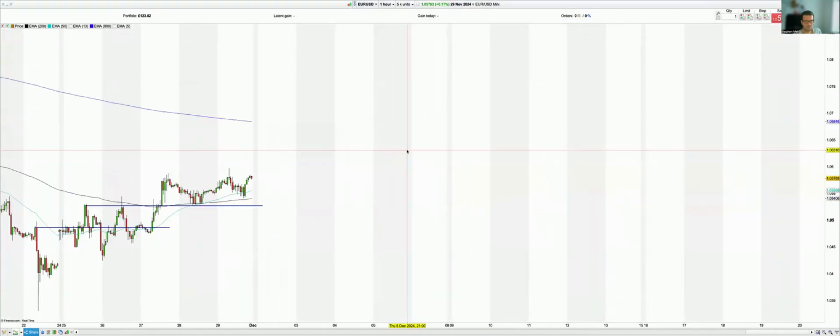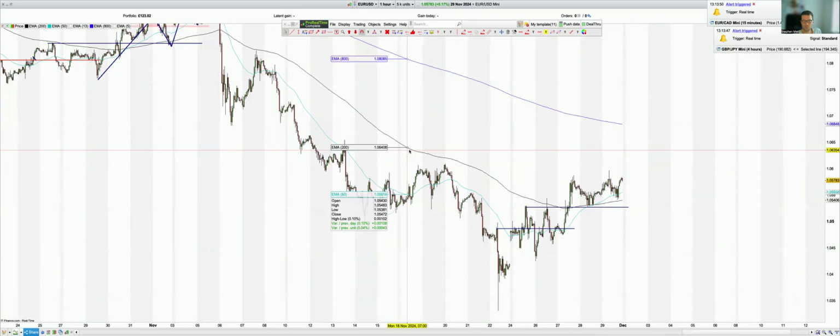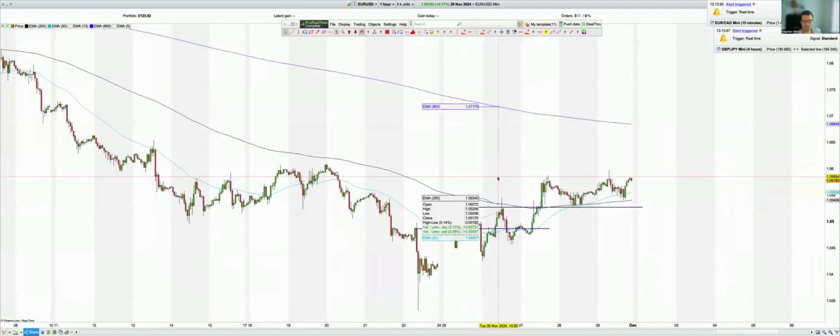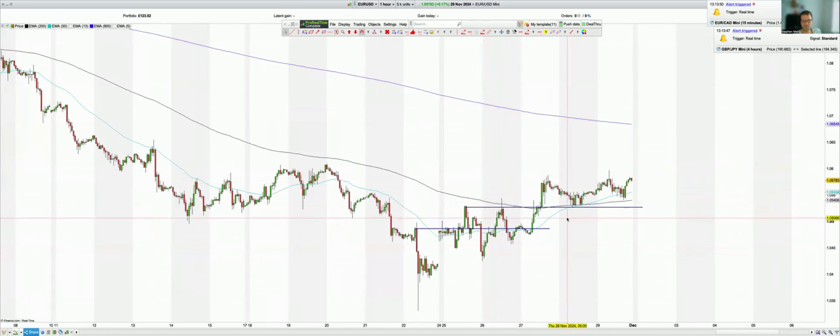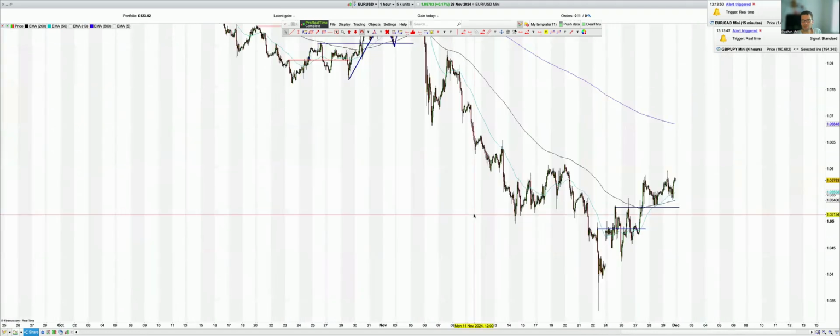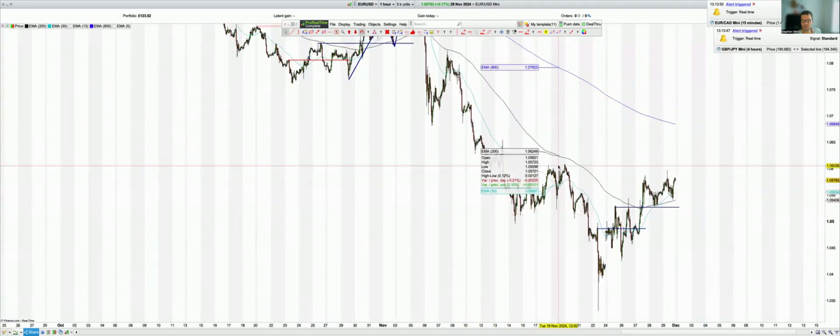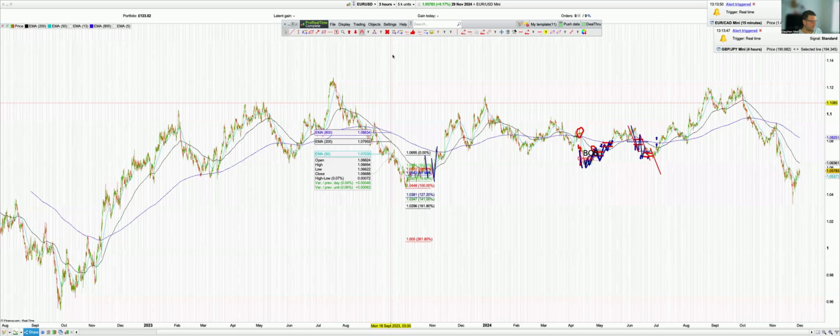Euro USD, we were attempting to get long this, and it's still open for the week ahead. We're seeing high highs, high lows, high highs, high lows. This is something I do want to get long of, and yeah, this is one that looks really good.